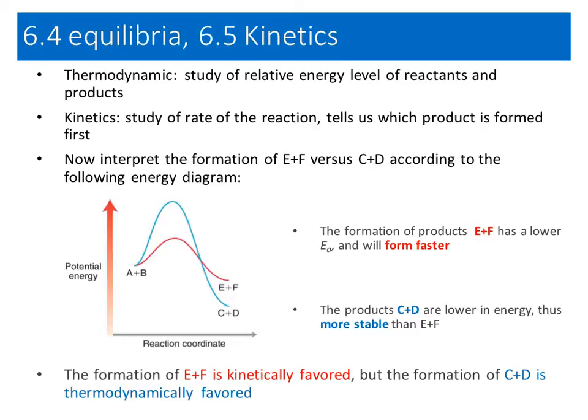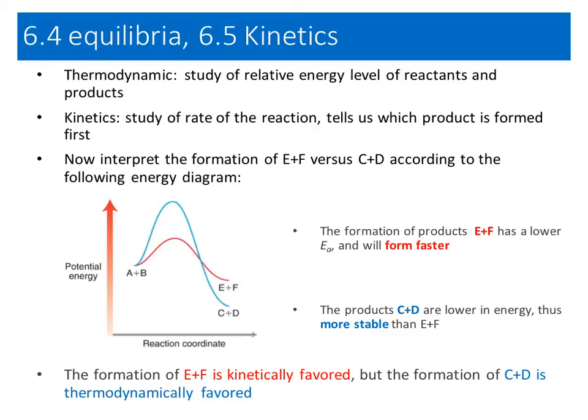However, if you compare the energy level of C and D products with E and F, C and D are more stable than E and F, so we call them our thermodynamic products. So basically, the more stable products are our thermodynamic products, and the products that can pass through this energy barrier faster are our kinetic products.